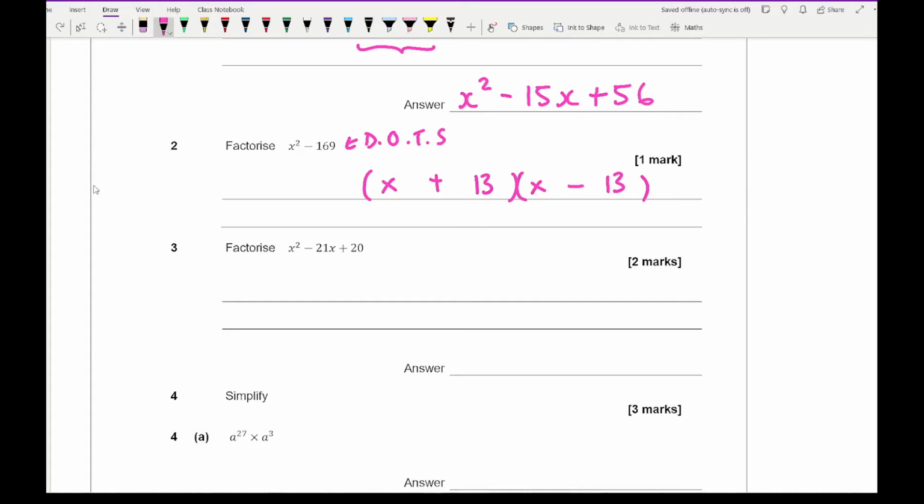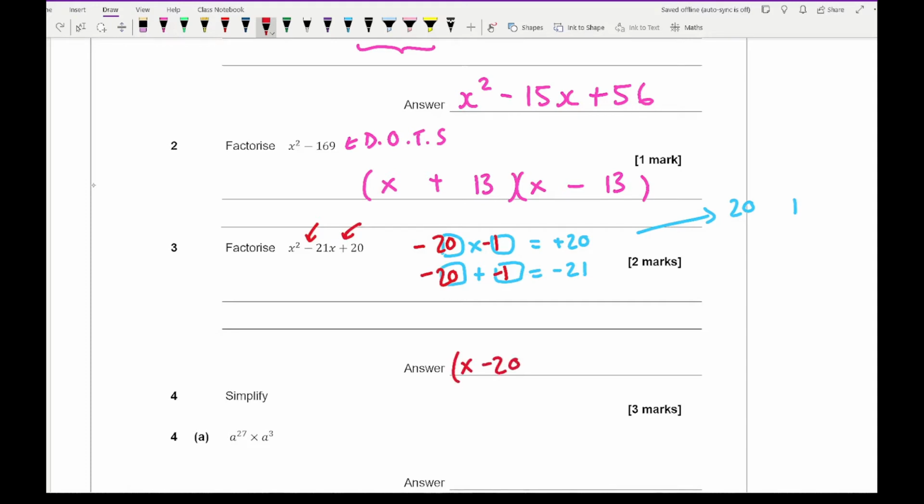And then with question 3, we want to factorize this. So we want two numbers that multiply together to give you positive 20 and added together give you minus 21. So the two possible numbers you can think of are going to be 20 and 1. So let's just write those numbers in. And then looking at the signs, this is the sign of the bigger number, so we're going to have minus 20. And if this sign is a positive, it means the signs are going to be the same. So we've got minus 20 and minus 1, so x minus 20, x minus 1.